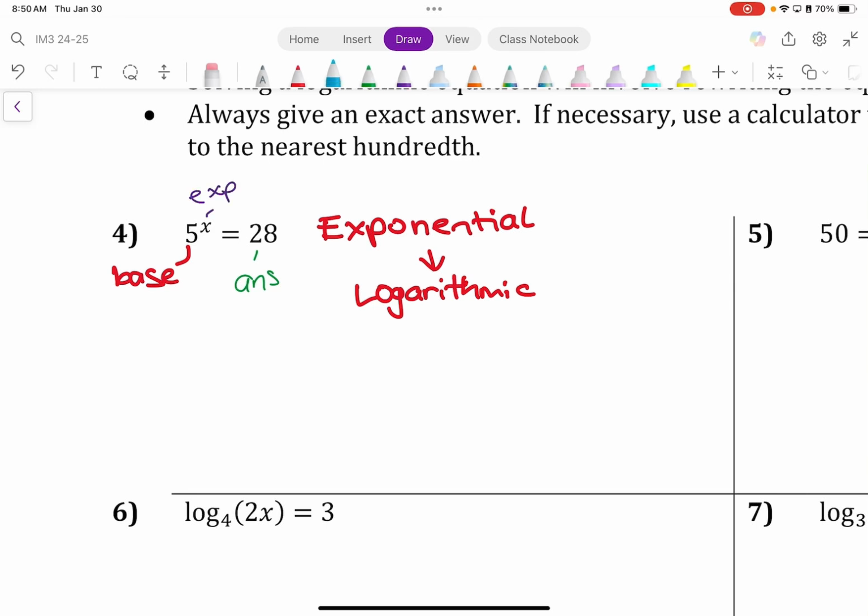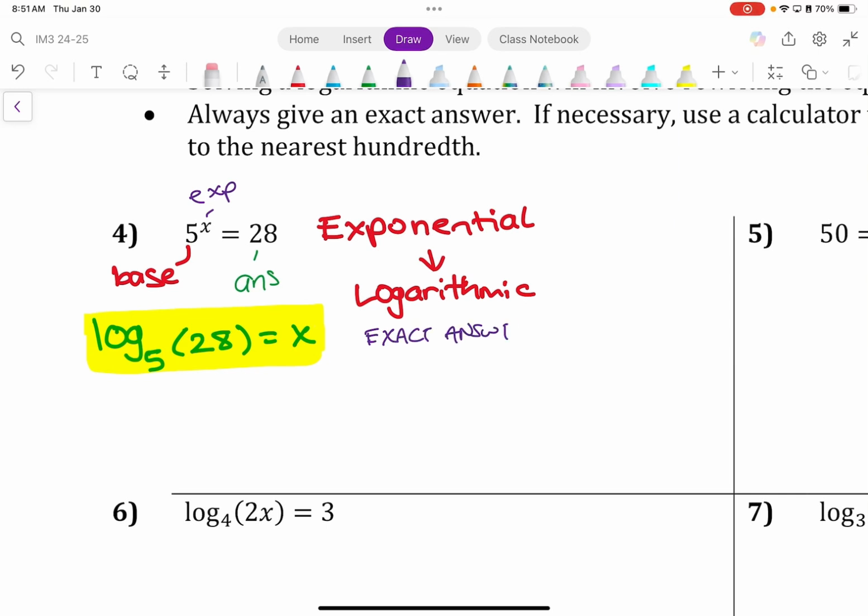All right, so let's write our statement. This will become the following. Log base 5 is my base, log base 5 of 28 equals x. Okay? Log base 5 of 28 equals x. Now, this right here is what we consider the exact answer. Once again, this right here is what we consider the exact answer. However, I'm going to have you guys go a step further and actually find the approximate answer.